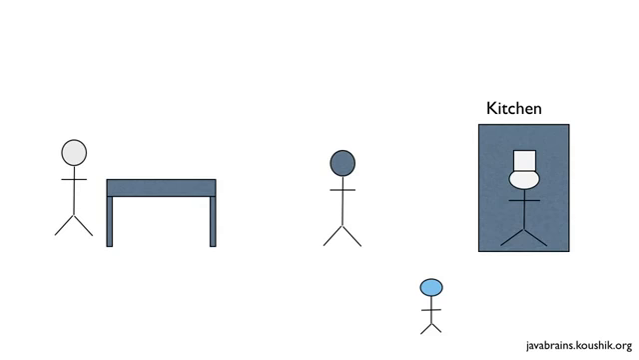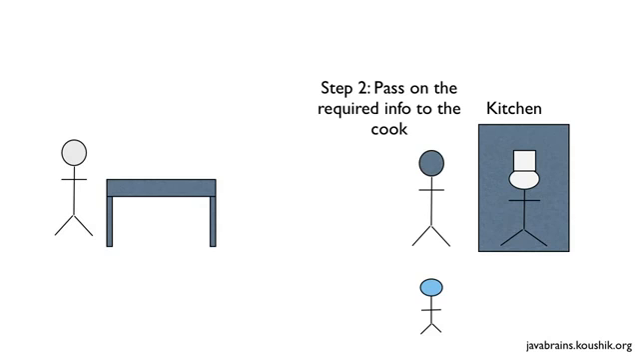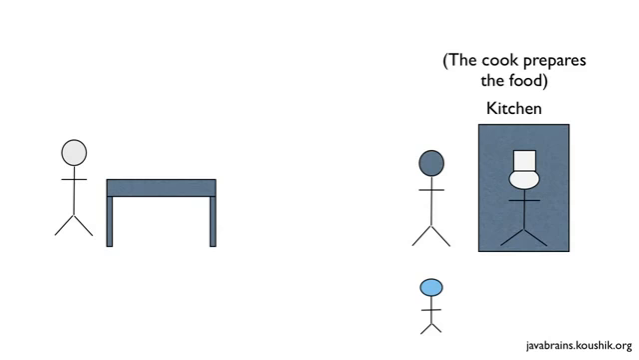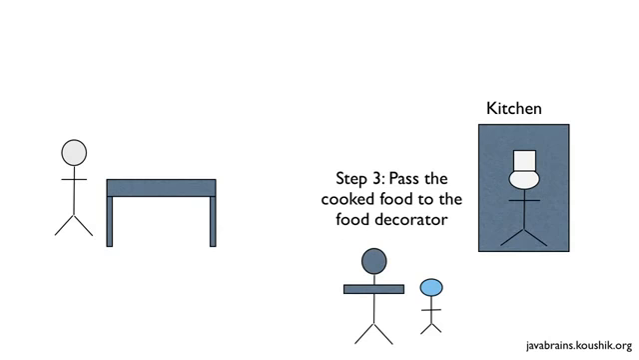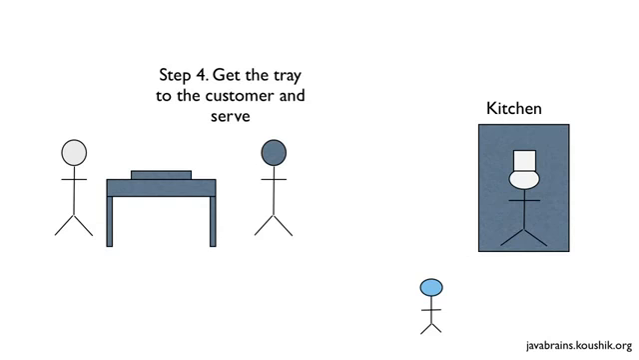Step 1, our stickman gets the customer's orders. Step 2, passes on the order to the cook. The cook prepares the food. And then step 3, instead of decorating the food himself, the stickman passes the cooked food to the food decorator. He's a new employee who specializes in decorating the food. So the stickman passes the food to that person. The decorator decorates the food, and then our stickman gets the tray and hands it back to the customer.